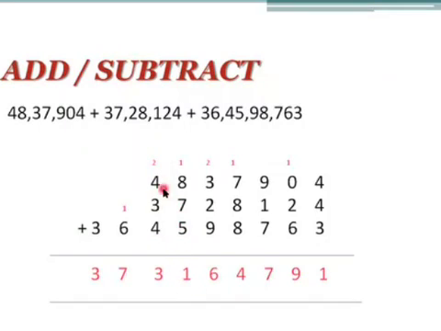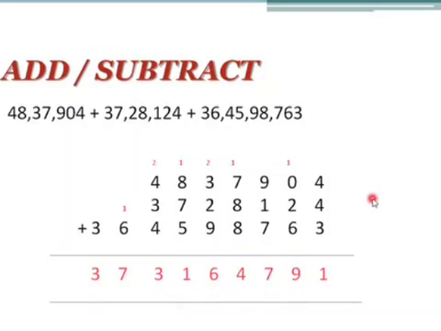Now this one you have to add. 4 plus 2, 6. 6 plus 3, 9. 9 plus 4, 13. So 1 we will carry here and 3 we will write down. 6 plus 1, 7 and 3. Here no numbers are there, so only 3 we will write as it is. Now we got the number here. So the answer is 37 crore 31 lakh 64,791. Okay, in this way we will add.